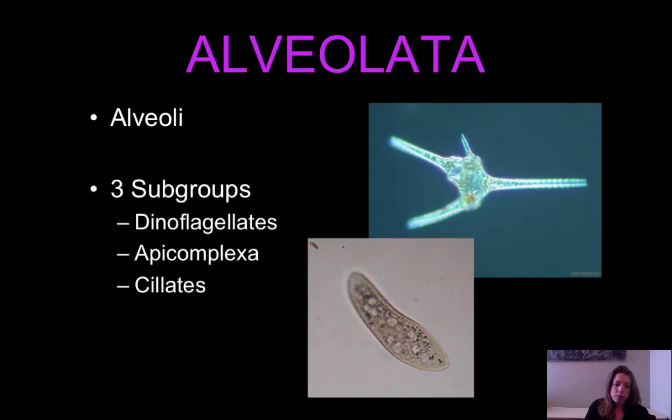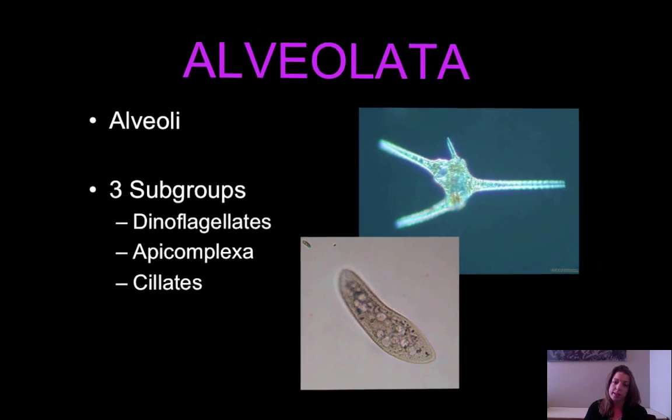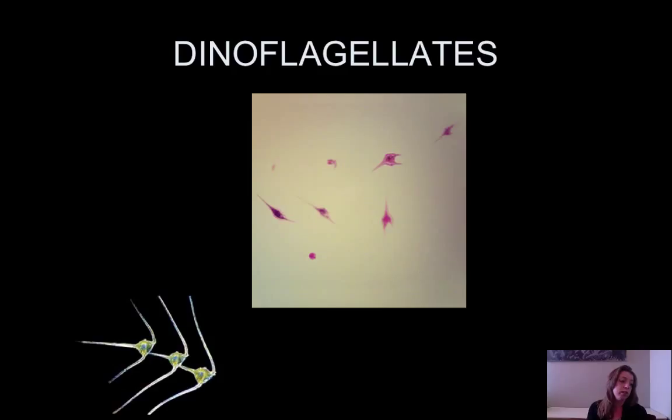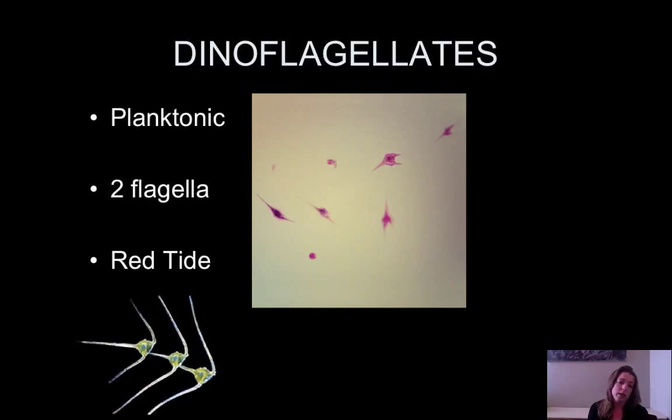There's three subgroups that we'll be discussing: the dinoflagellates, the apicomplexans, and the ciliates. And so we'll begin with the dinoflagellates. Dinoflagellates get their name from the Greek word dinos, which means to whirl. They are going to be planktonic organisms that float or drift through the ocean. Now, that doesn't mean they're not moving at all. These organisms possess two flagella, and they're going to lie in grooves that are perpendicular to each other, meaning one goes this direction, the other goes this direction.